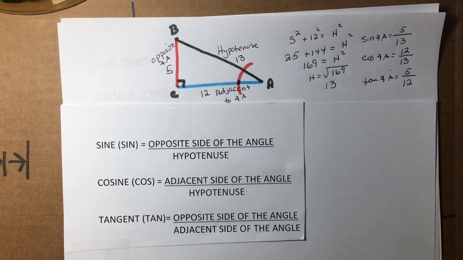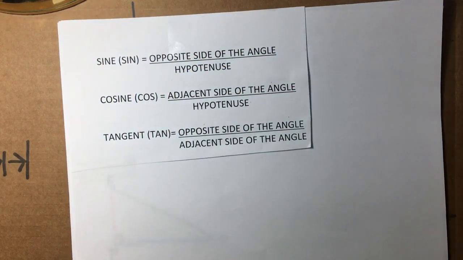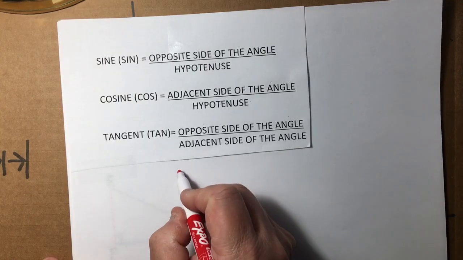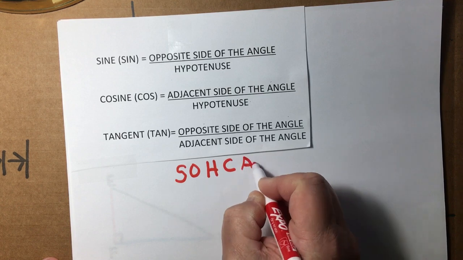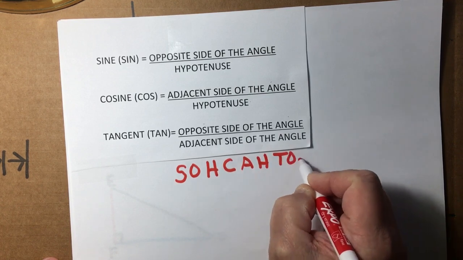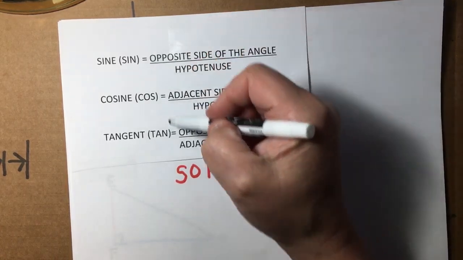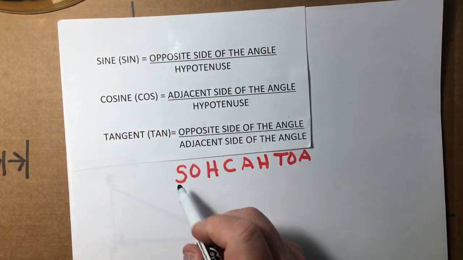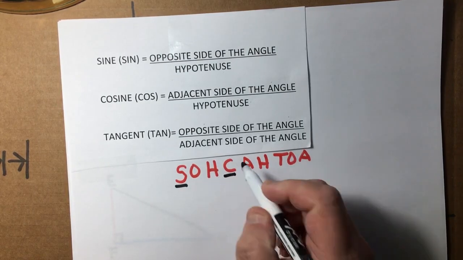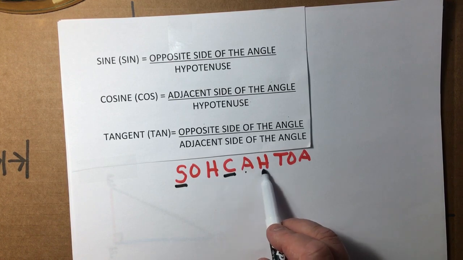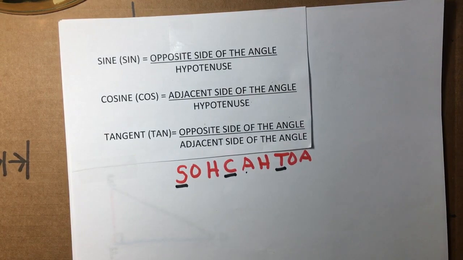Okay? Now, an acronym was developed to help kids remember this. I'm sure you've seen it on textbooks and things. And the acronym is SOHCAHTOA. And that will help you remember these 3 trig ratios. Sine, opposite over hypotenuse. Cosine, adjacent over hypotenuse. Tangent, opposite over adjacent.